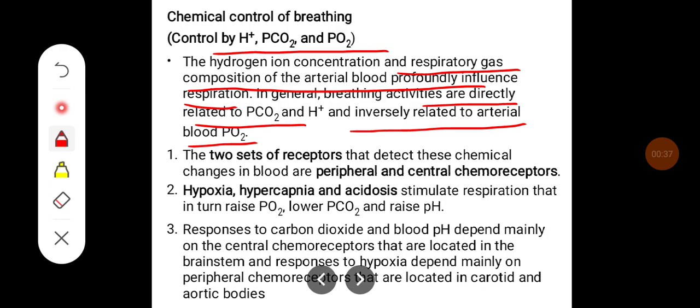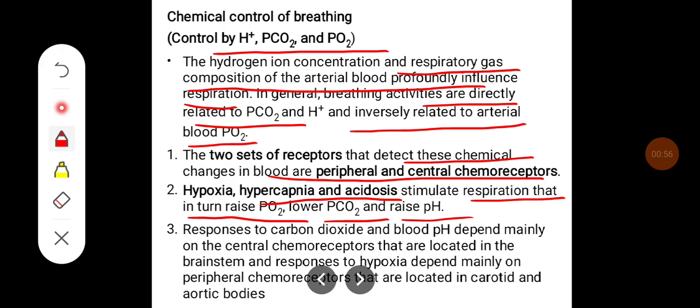The two sets of receptors that detect these chemical changes in blood are peripheral and central chemoreceptors. Hypoxia, hypercapnia, and acidosis stimulate respiration, that in turn raise PO2, lower PCO2, and raise pH. Responses to carbon dioxide and blood pH depend mainly on the central chemoreceptors that are located in the brainstem, and response to hypoxia depends mainly on the peripheral chemoreceptors that are located in carotid and aortic bodies.